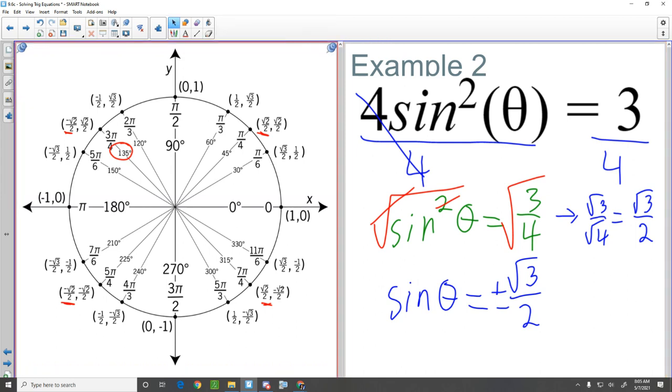So going back to the left here. All right, sine, that's the y coordinate. And so what do we got? Root 3 over 2, root 3 over 2, negative root 3 over 2, negative root 3 over 2. So I've got 4 different angles with a positive or a negative square root of 3 over 2. All of them are valid. So we've got 60, 120, 240, and 300.